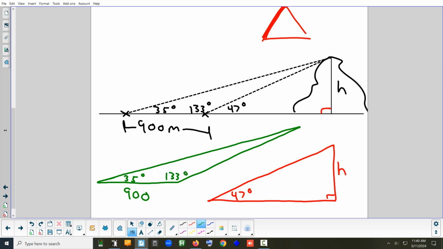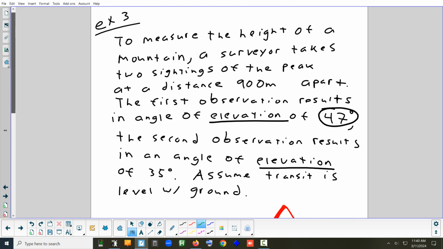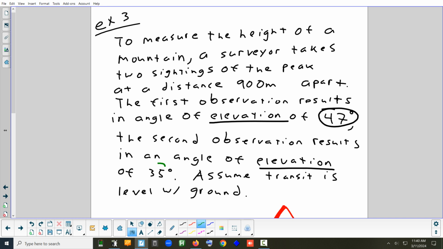Yeah, I missed how you found 35. The 35? Yeah. That was the angle of elevation that was observed. It was a given. Okay, that was good.